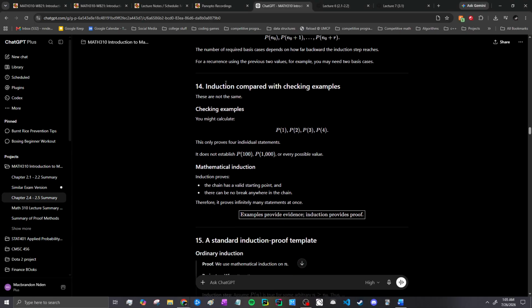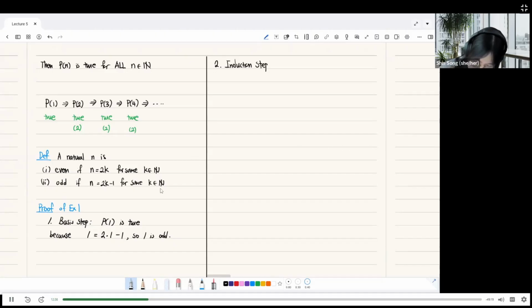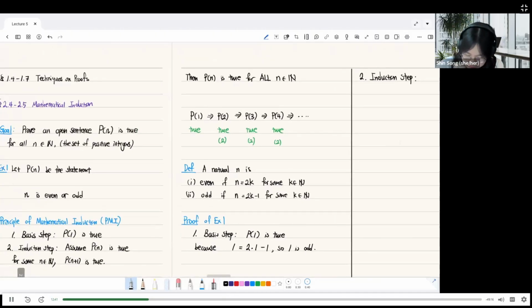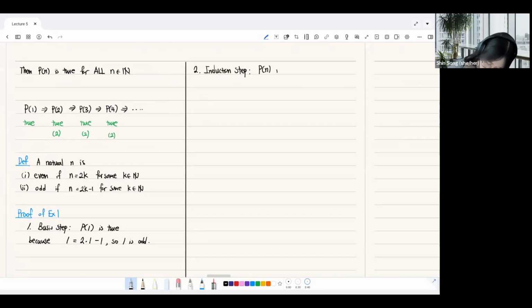All right, so inductive checking example. It's a lot to read. Here, we had to assume that our P(n) is true. You might calculate P(1) to P(4). In other words, this only proves individual statements. It does not establish P(100) or even P(1000) or every possible value. We don't know what it is, but we know that it's even or odd.